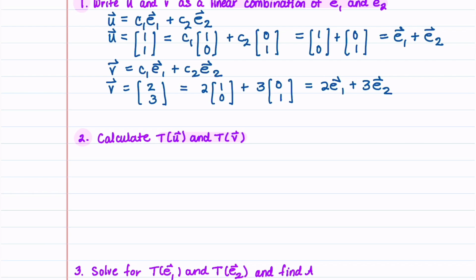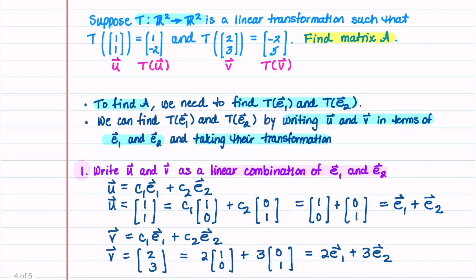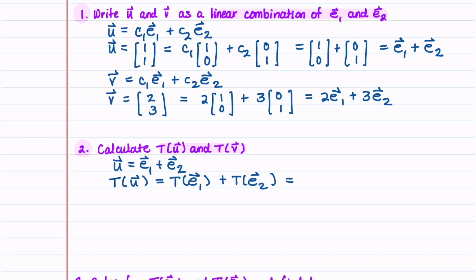To calculate T of U, we'll write down what we just found in step 1, that U was equal to E1 plus E2. Now we're going to take the transformation of both sides. On the left, we have T of U, and on the right, we have T of E1 plus T of E2. Looking up above, we can see that T of U is 1, -2. So we can say that T of E1 plus T of E2 is equal to the vector 1, -2.